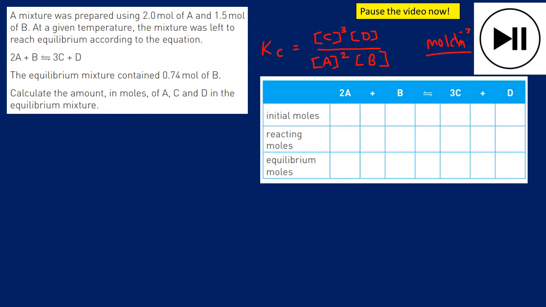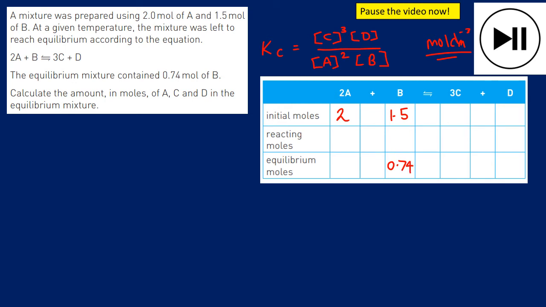But that's not what this question is asking us to do. Here we've been given the initial moles of A, so we've been told that the mixture was prepared using 2 moles of A. So I'm going to say there are 2 moles of A at the beginning, and there's 1.5 moles of B. That's what's been added together. And then they've allowed this mixture to reach equilibrium. We know the equation, we can see there, and we are told that the equilibrium moles of B is 0.74.